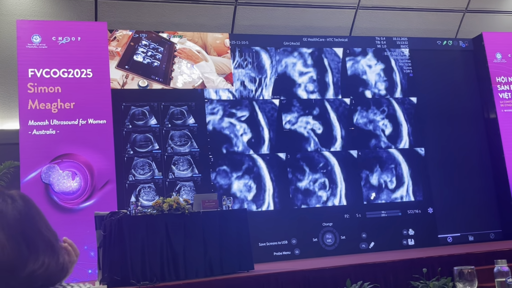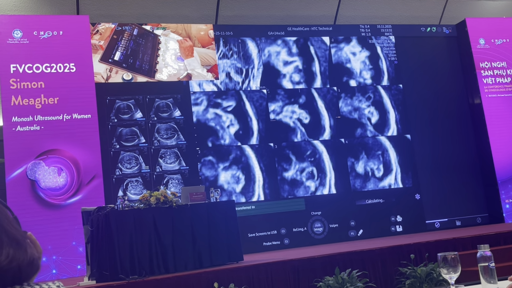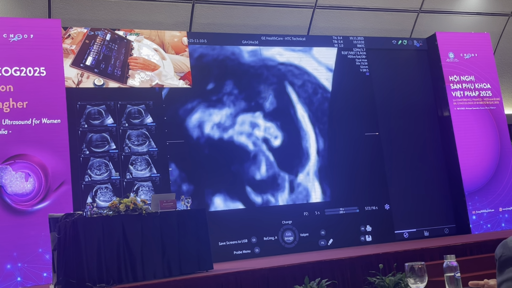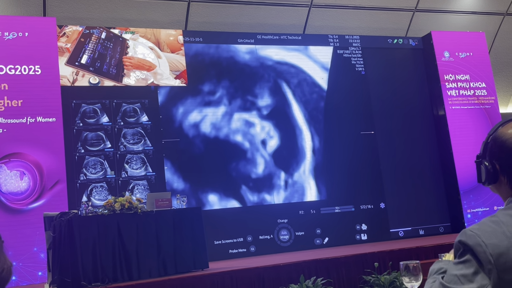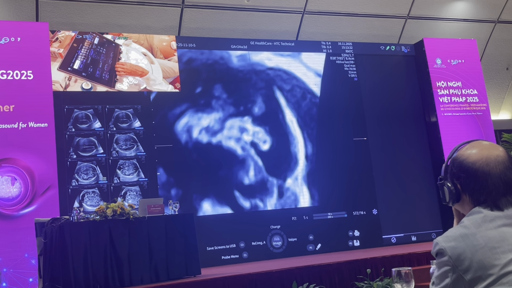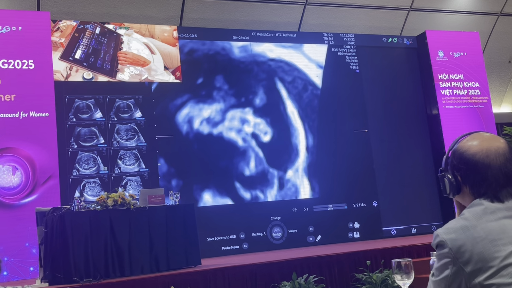This is a tomographic ultrasound slice, the same day. And I'll save that image to file. The other thing which I can do is I can change my slice thickness. So my slice thickness, I use 1 millimeter for the first trimester, 2 millimeters for the second trimester, and 3 millimeters for the third trimester.